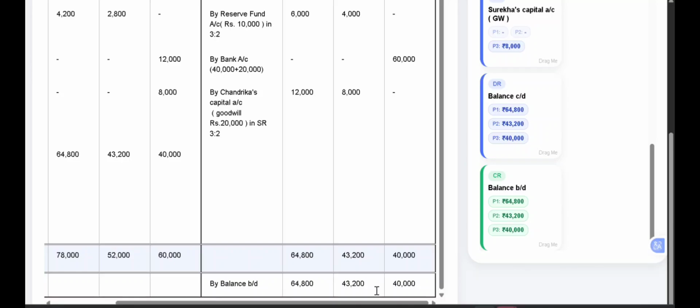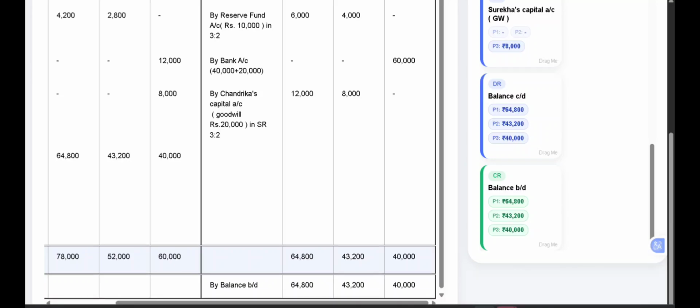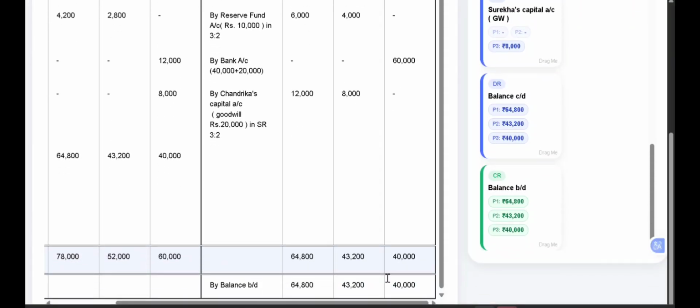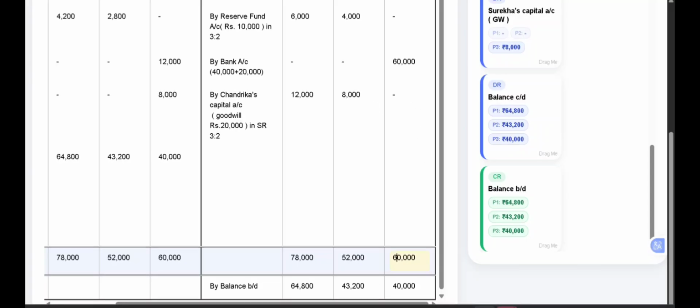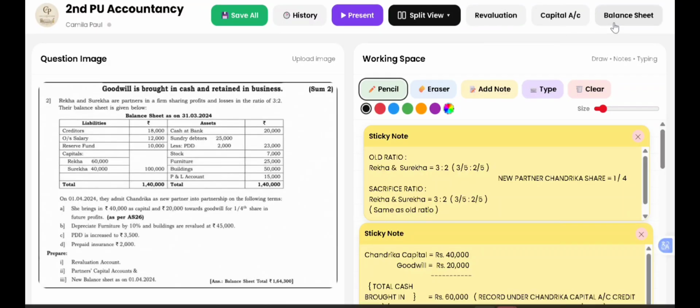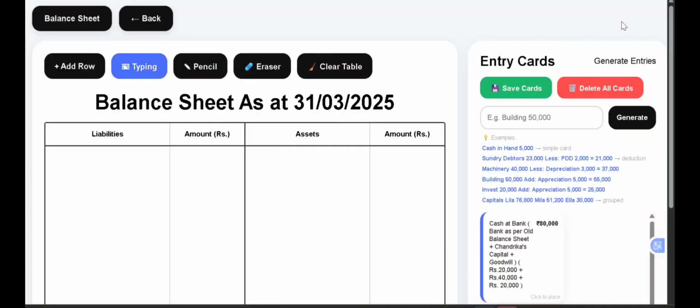So we are going to bring it down on the credit side as balance brought down. Okay, so we are going to show it as balance brought down. So it should be brought down to the credit side of the partners' capital account to show that it is the opening balance for the next financial year. So this will be the new capital for the partners, which will be transferred to the new balance sheet.